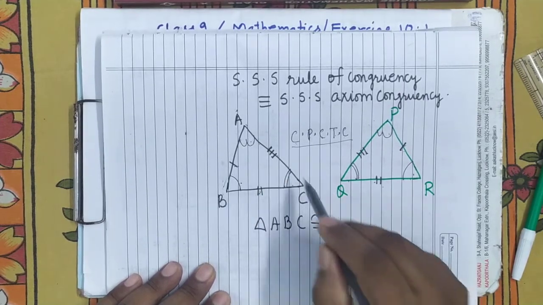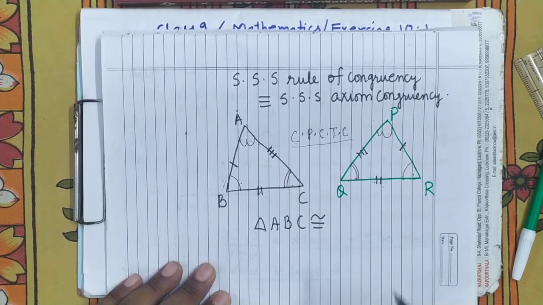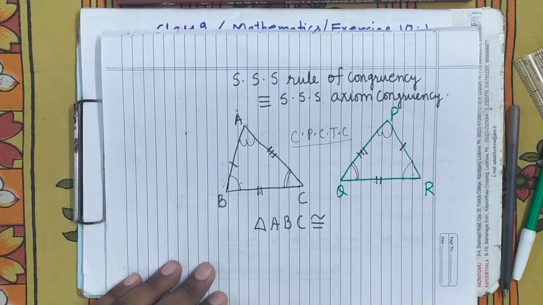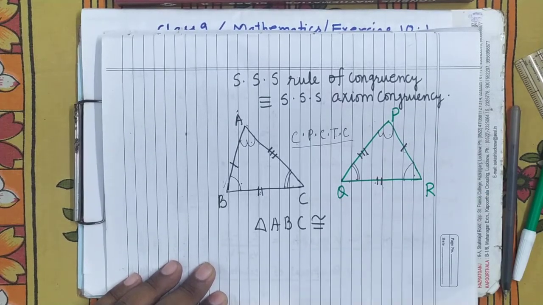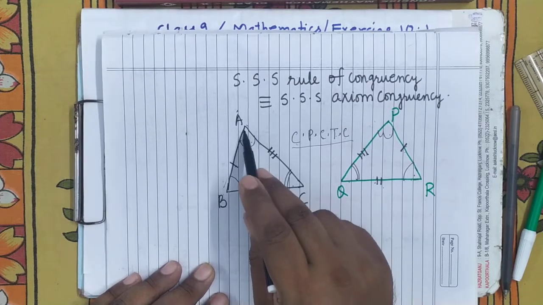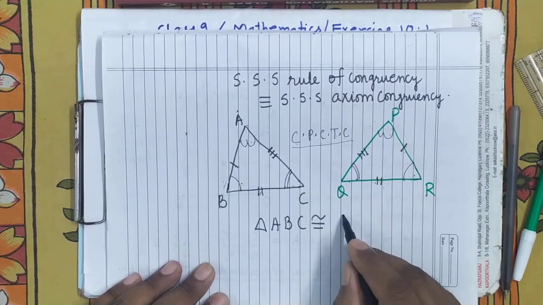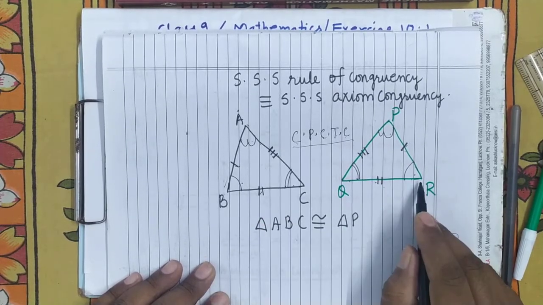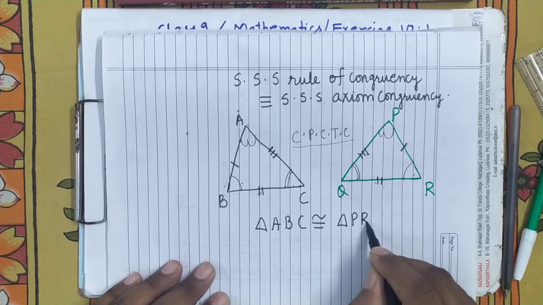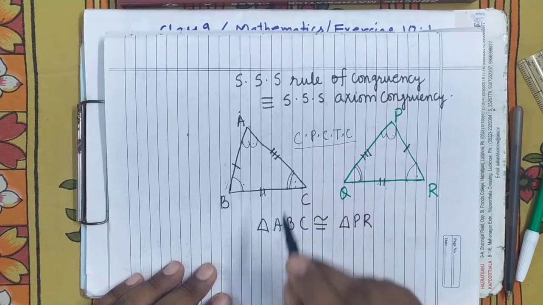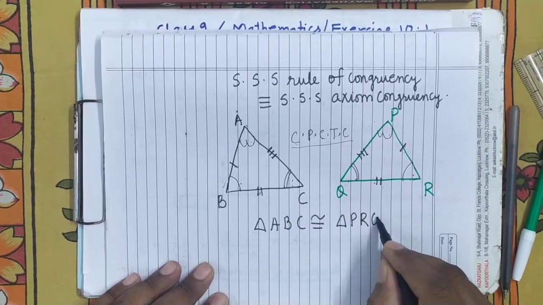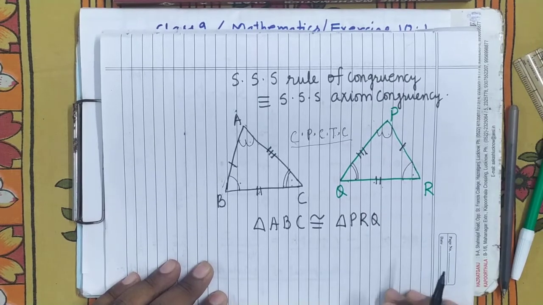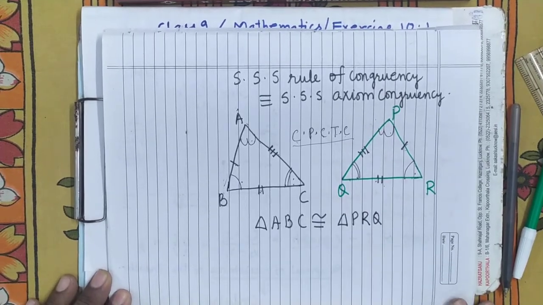Now here triangle ABC is congruent to which triangle? You can say PQR, that is also correct. But what is the standard way of writing? In place of A, there is P, so triangle P. In place of B, there is angle R, so you will write R. And in place of C, there is angle Q. This is the standard way of writing.